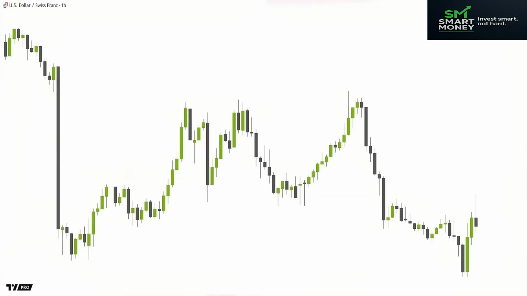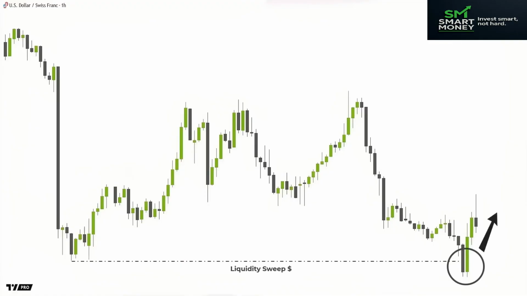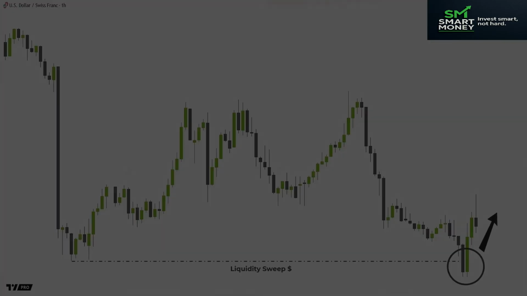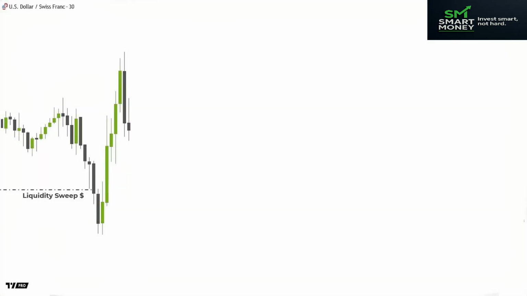On the screen, we have the US dollar Swiss franc 1-hour chart. As you can see, after price swept the sell-side liquidity below this 1-hour swing low, it immediately returned back into the range, quickly shifting direction and pushing to the upside. If we zoom into the 30-minute time frame and look more closely, we can see that after forming a valid liquidity sweep, price also created a bullish break of structure by breaking and closing above the most recent swing high. So, everything we were looking for is here.